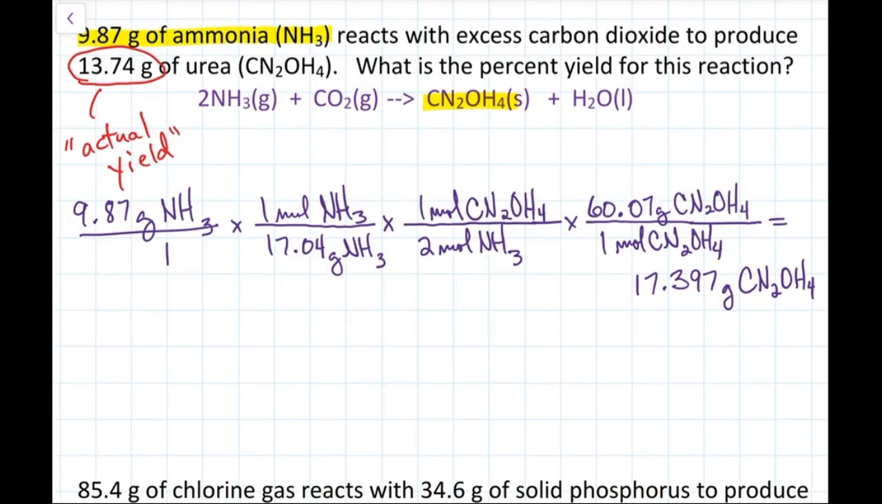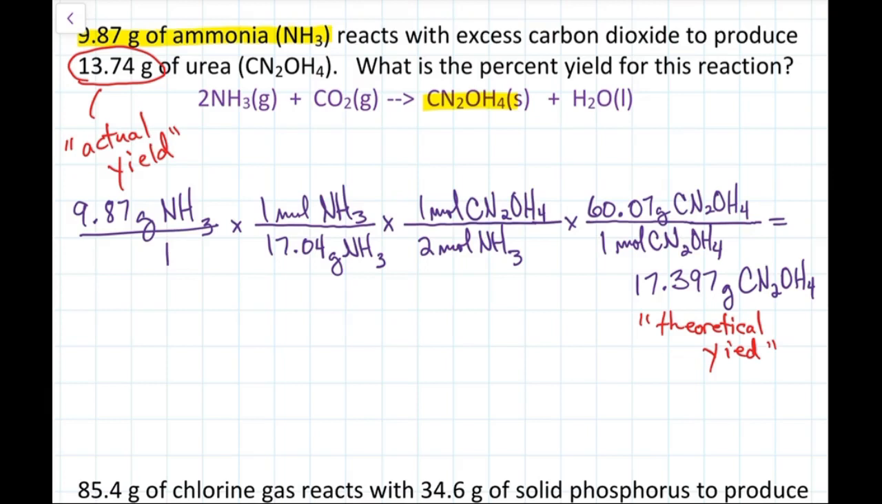Okay, so there you can see that I calculated 17.397 grams of urea should be produced from 9.87 grams of NH3. That's not how much I did produce, though. The amount that I should produce, which is sort of like the calculated amount, is referred to as the theoretical yield. So in theory, if everything goes perfectly and my reactants are pure and I don't drop anything or mismeasure anything, that's how much I should get.